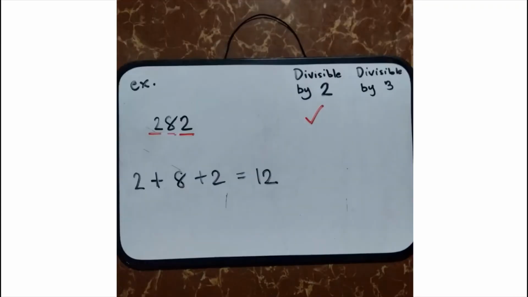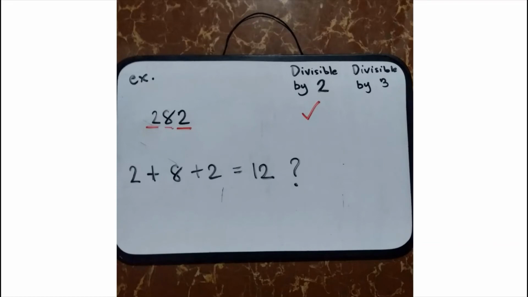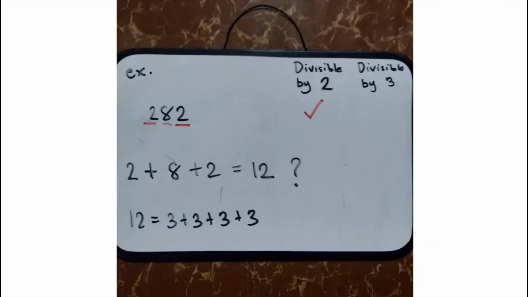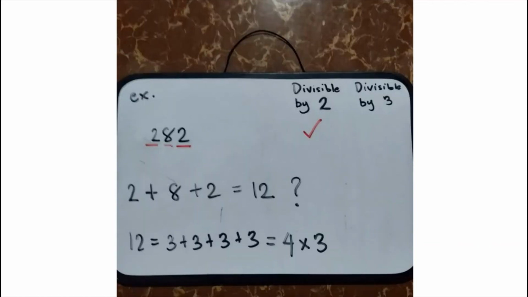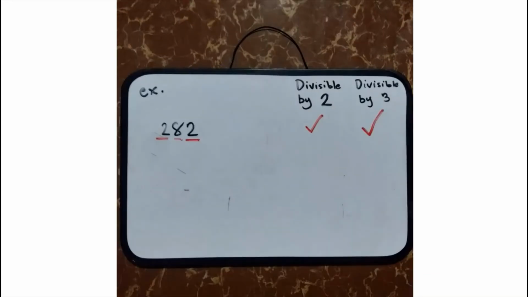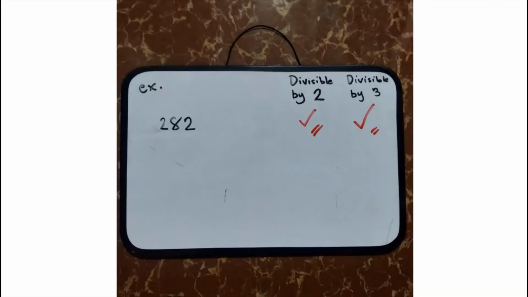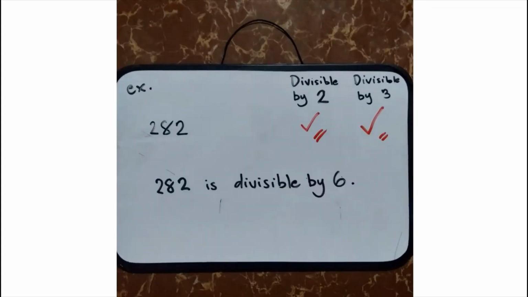Now, is 12 a multiple of 3? Of course. 4 threes or 4 times 3 is 12. So, the number 282 is divisible by 2 and 3. And since that is the case, the number as well is divisible by 6.